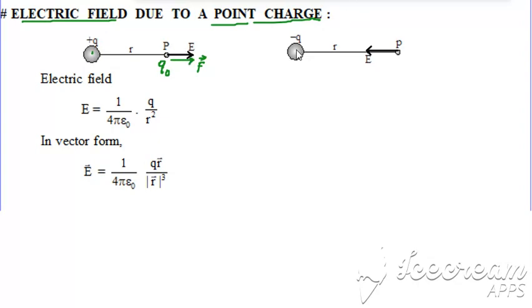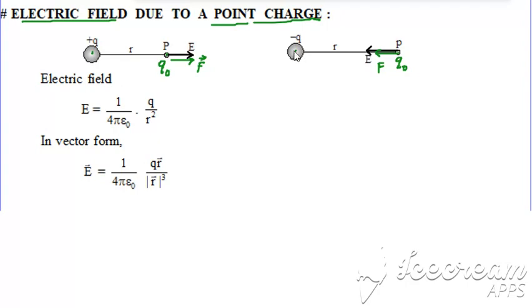Similarly, if we have a minus q point charge and we assume a unit positive test charge q naught here, then on this positive test charge electrostatic force will be acting towards the minus charge, because this is going to be attractive, and we know the direction of force decides the direction of field if the test charge is positive. This is how we can calculate the direction of field at any point P. In a nutshell, because of a positive charge the direction of field is going to be radially outward.